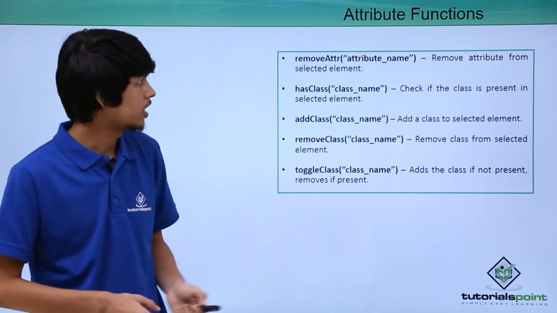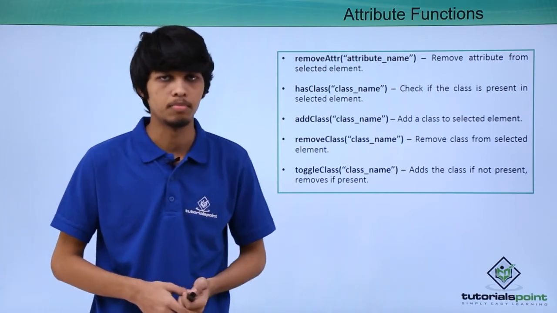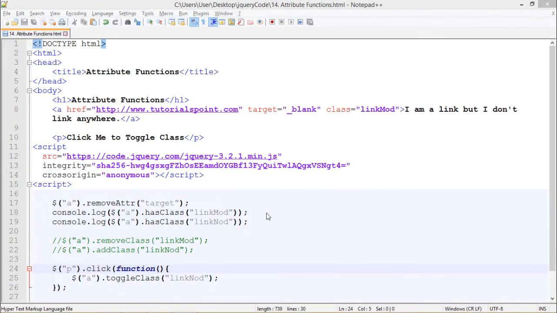That was all about attribute functions. Let's see all this in action in practical. In this HTML document, we have an h1 tag which contains attribute functions as heading. We have an anchor tag containing an href attribute with the tutorialspoint.com link, target as _blank and class as link-mod, and some text. We have a paragraph which says click me to toggle class.